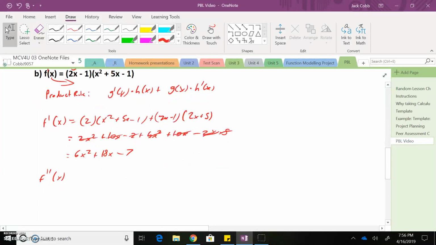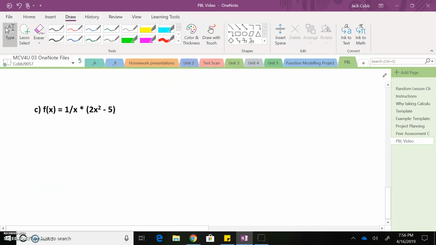Just use the power rule, right? Keep it simple. Power rule is the simplest one. The second derivative is 12x plus 18. If we plug in 2 for x, that's 12 times 2 plus 18, which simply equals, I confirmed this on my calculator, 42. Boom. Simple. Okay, moving on, we've got a last question here, which is going to be the quotient rule.